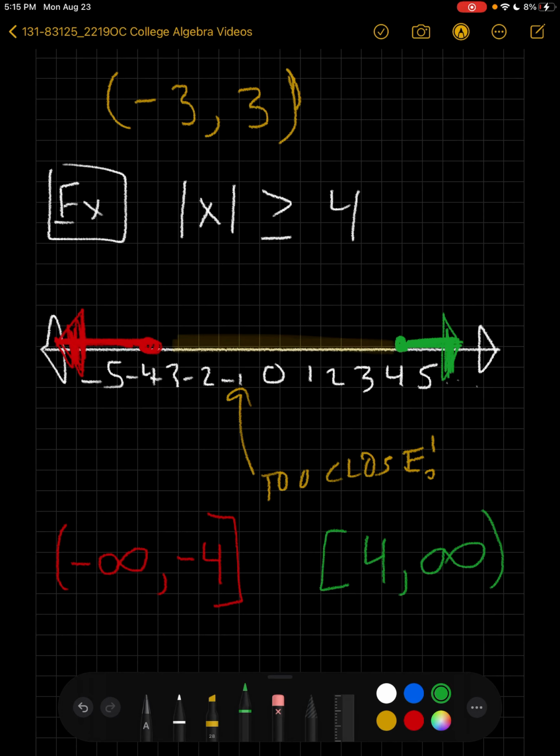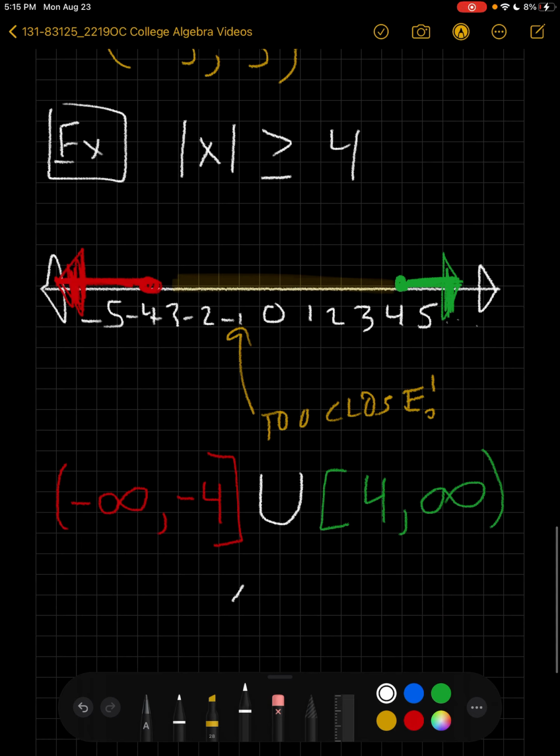So now we've described each piece of the number line, and we use this special symbol here. I'm going to write it in white, this U, to glue them together. This U symbol is called the union, and it means that we want to include both of these in our answer. So if you're reading this out loud, you would say all the numbers between negative infinity and -4, including -4, along with all the numbers between +4 and infinity, including +4. And that's how you would write your answer here in interval notation.